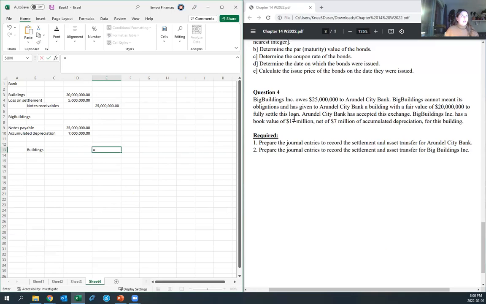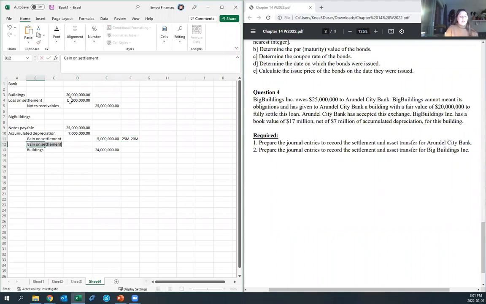In their books, I just have the issue price, but the price they paid for the building was $17 million plus the $7 million, so $24 million. So first we're going to have a gain on settlement of the debt, which is going to be the same amount as for the bank. So it's going to be the notes payable amount minus the fair value of the building.